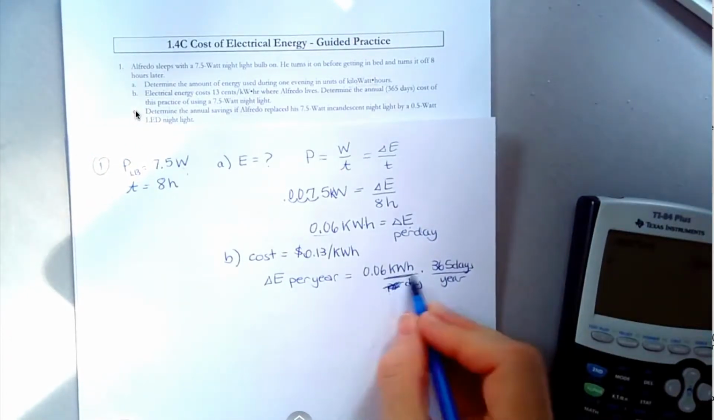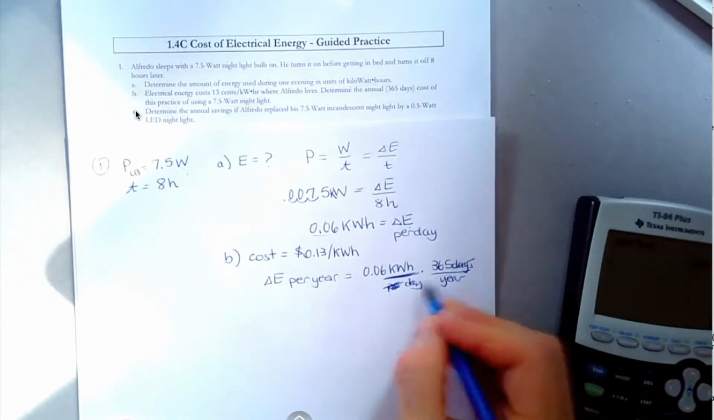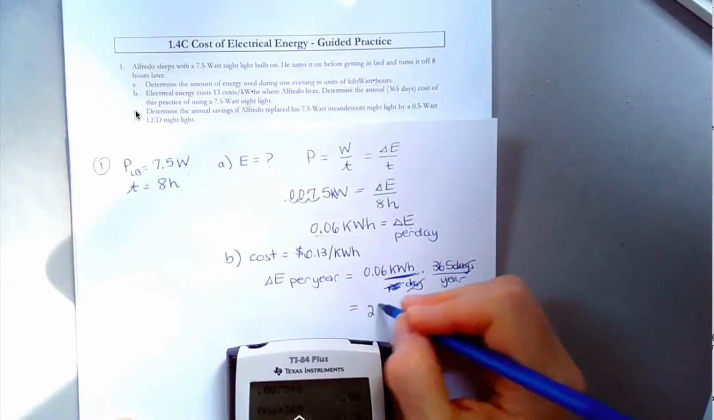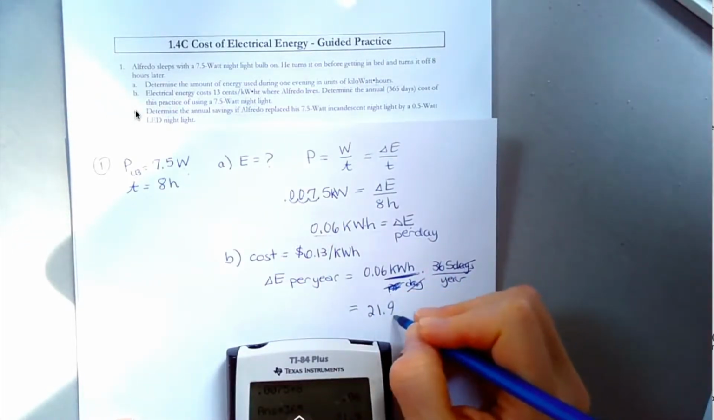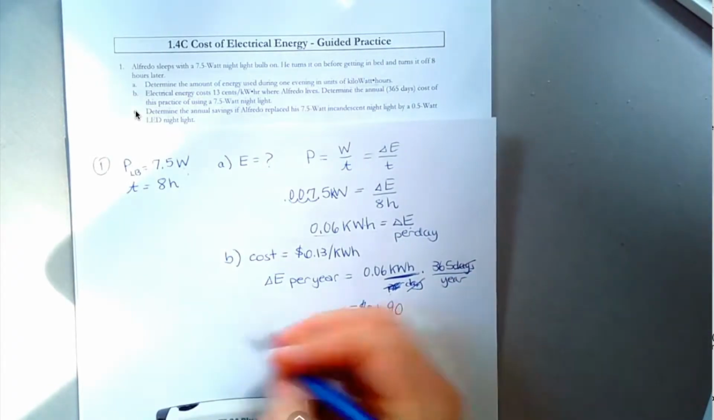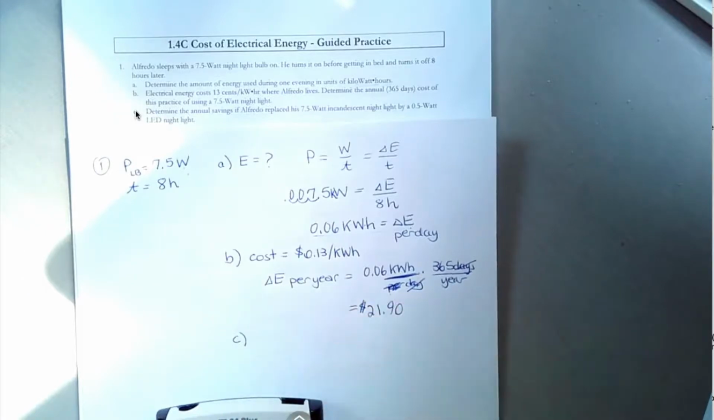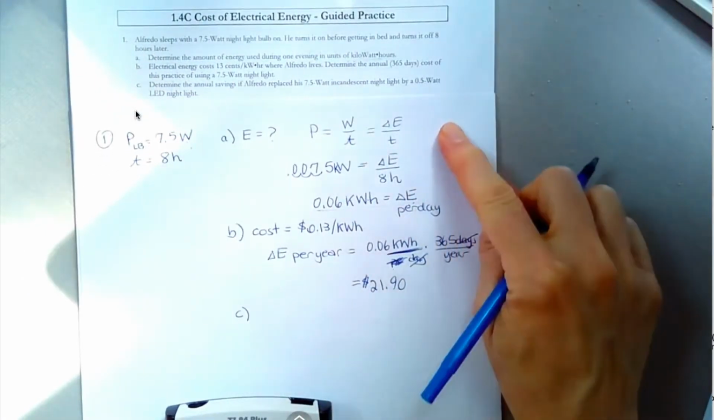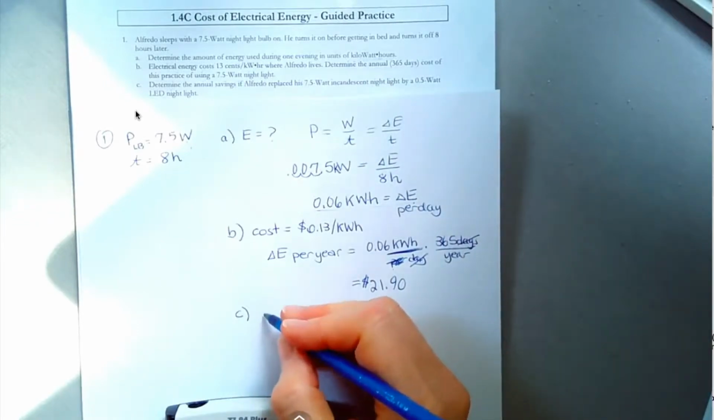So this division sign means per. So now my units cancel, and all I have to do is figure out 0.06 times 365, which is $21.9. And now the last part, determine the annual savings if you replace that 7.5 watt incandescent nightlight by a 0.5 watt LED nightlight. So I'm just going to run through those calculations again.